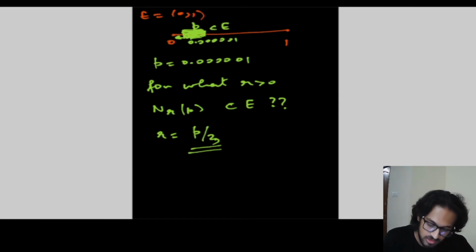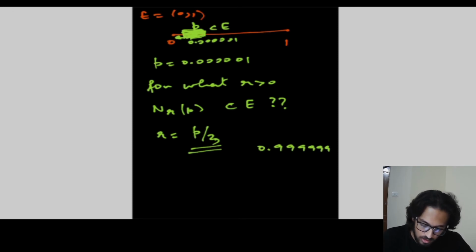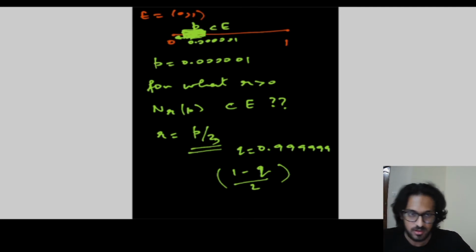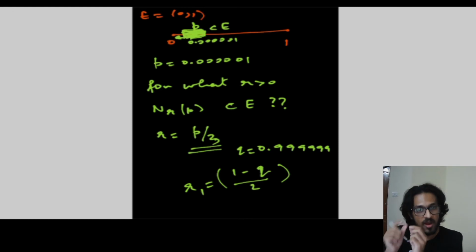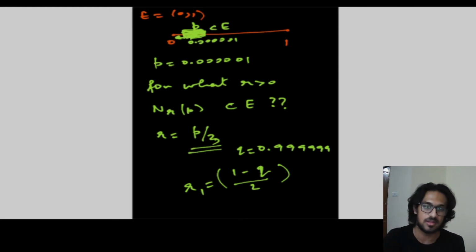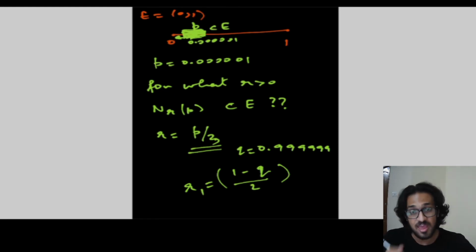Same, if you go closer and closer to 1, if you take 0.999999 also, just do 1 minus this value. Let's call this Q. Take (1 minus Q) by 2 as your radius. Then again you will find one neighborhood such that all the elements are within E itself. So therefore we can see that every element between 0 and 1 is in fact an interior point.